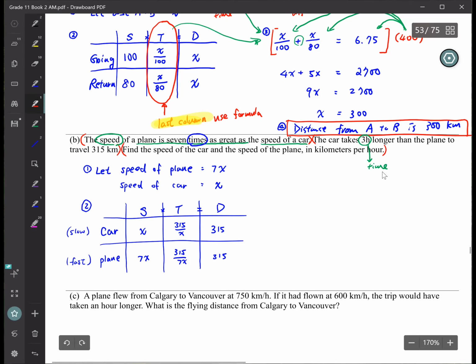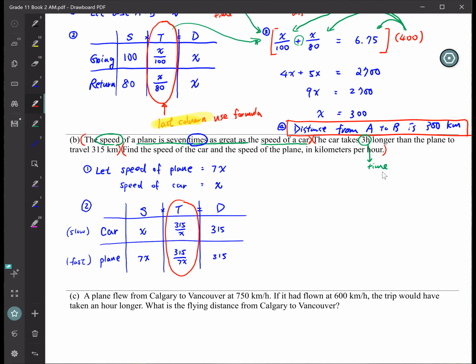So you fill in 315 from the question, fill in the speed from the last statement. So the last column for the table is the time. Okay, and the last column, you always use the formula. You take the distance, divide by speed, then you get the last column.